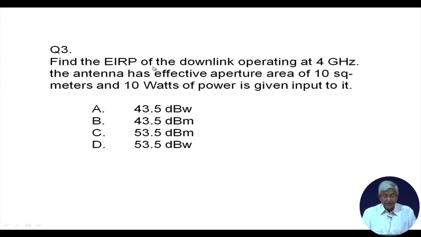Find the EIRP of the downlink operating at 4 gigahertz. The antenna has an effective aperture area of 10 square meters and 10 watts of power is given as input to the antenna. So, what is the EIRP? Now, there are 4 options given: 43.5 dBW, 43.5 dBm, 53.5 dBm and 53.5 dBW.